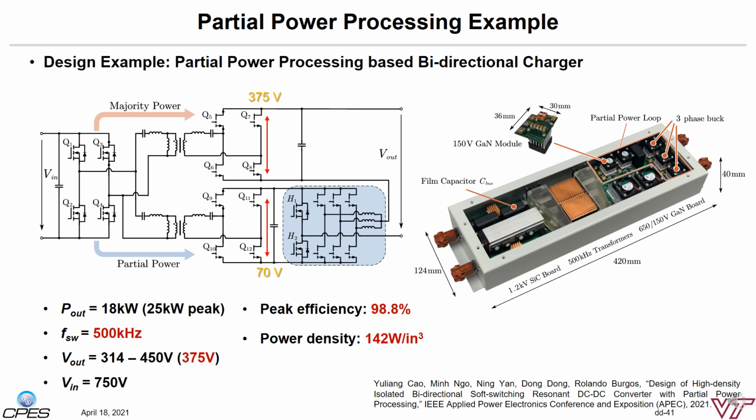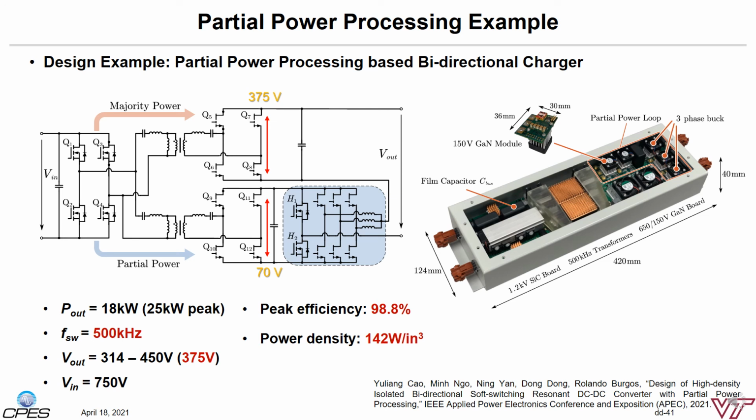So this page shows a design example of adopting the partial power processing concept for a bidirectional charger system. The detail of the circuit topology is shown in the middle of the circuit. This charger is rated at 18 kilowatts average power and 25 kilowatts peak power, with a 500 kilohertz transformer in the middle. The interesting characteristic is that the converter has to regulate the voltage between 315 volts to 450 volts.